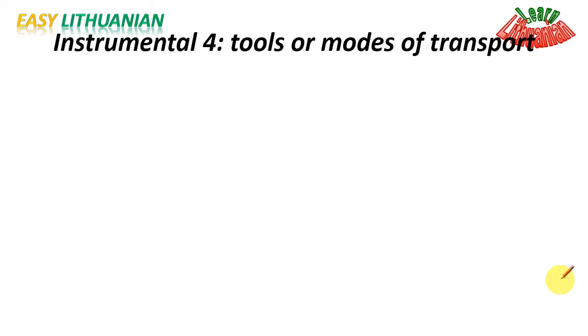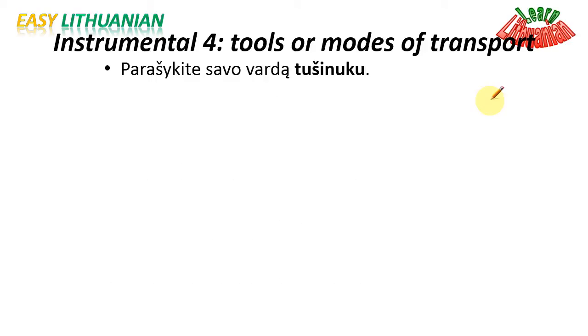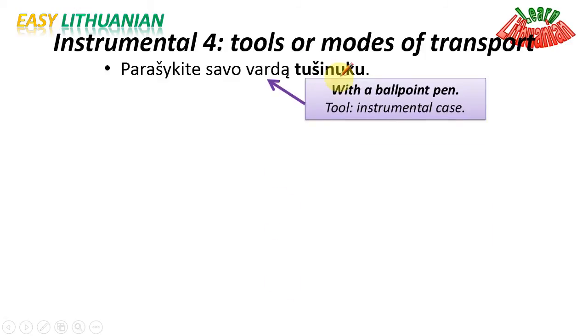Now, the last usage is with the tools or modes of transport. Let's see the sentence example. Write your name with a ballpoint pen. Parašykite savo vardą tušinuku. Tušinukas means a pen or a ballpoint pen that doesn't write with ink.